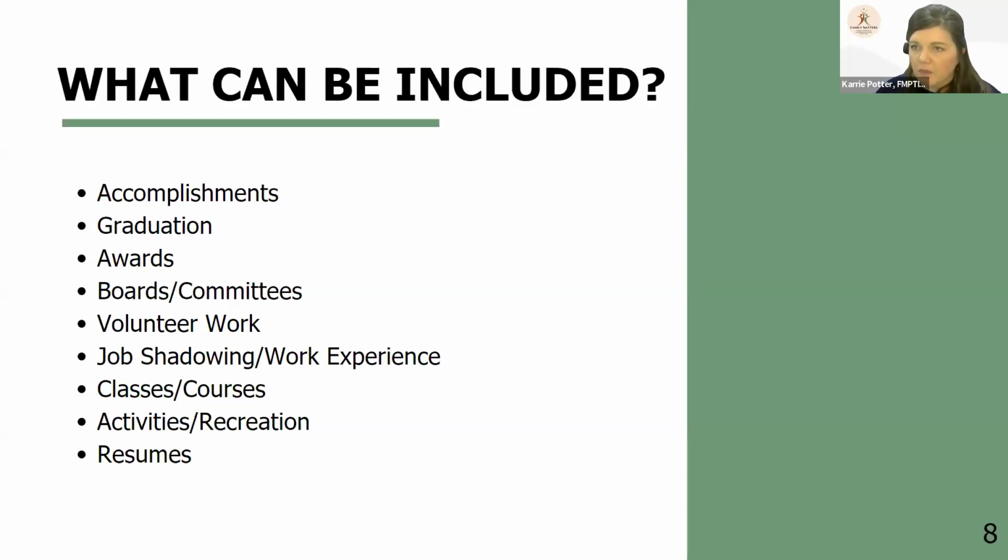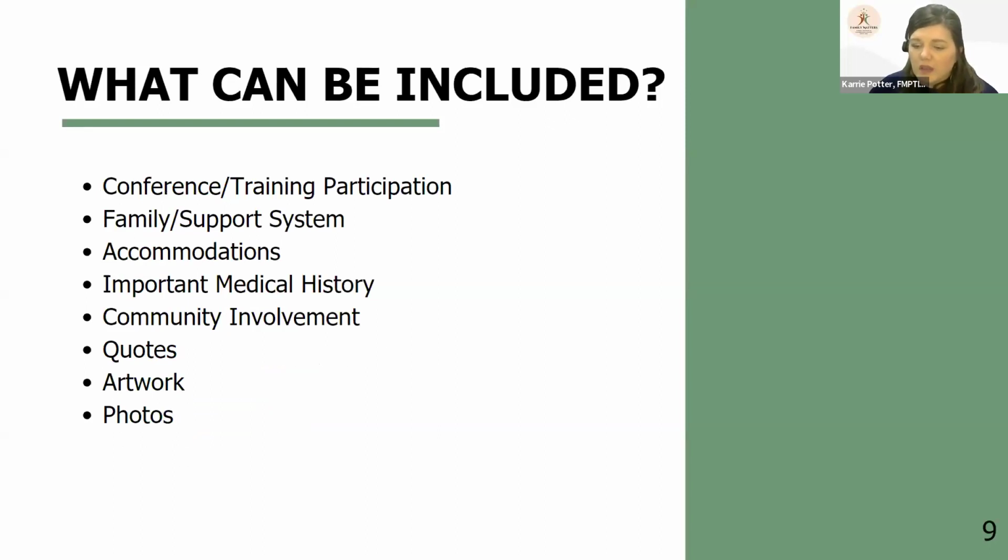Other things that could be included: if a student has attended different conferences or training participation. Maybe they've attended different disability or self-advocacy conferences; they could include that information in their portfolio. They might also have participated in trainings, maybe even helped present at trainings or spoke. If they've had that type of experience, that could be included. If they have pictures from those experiences, they could include photos or just bullet point information in their portfolio.